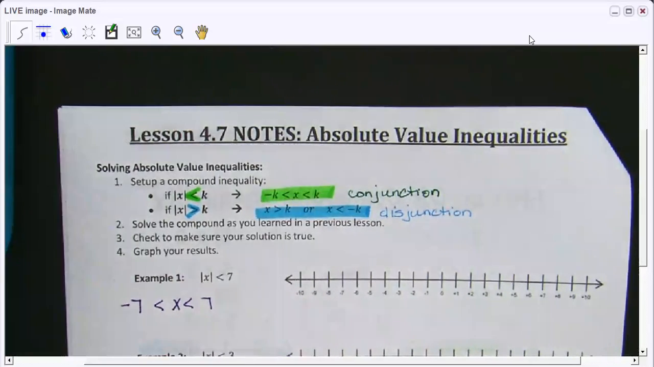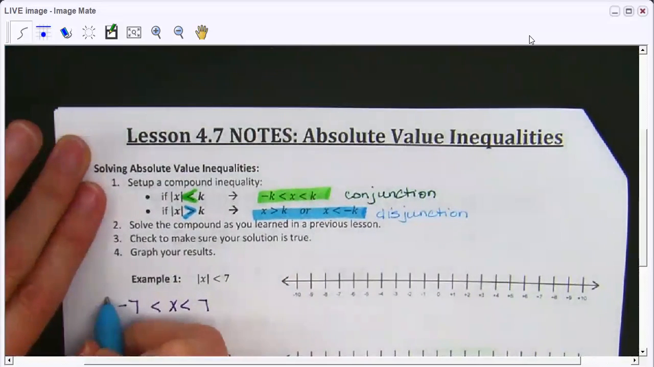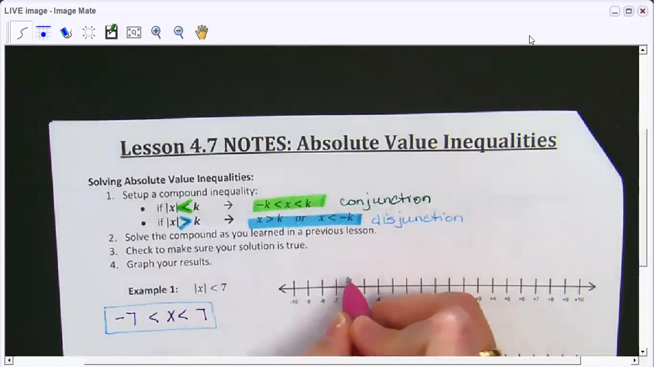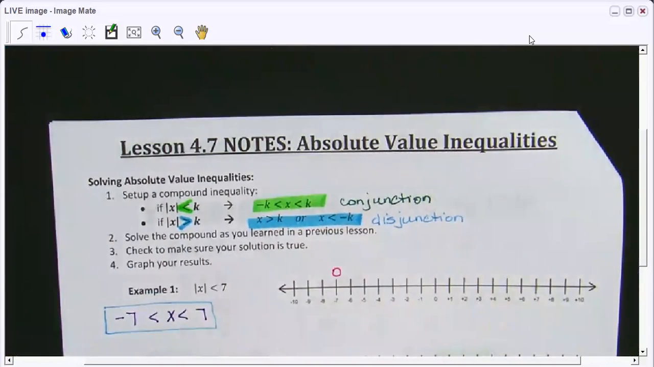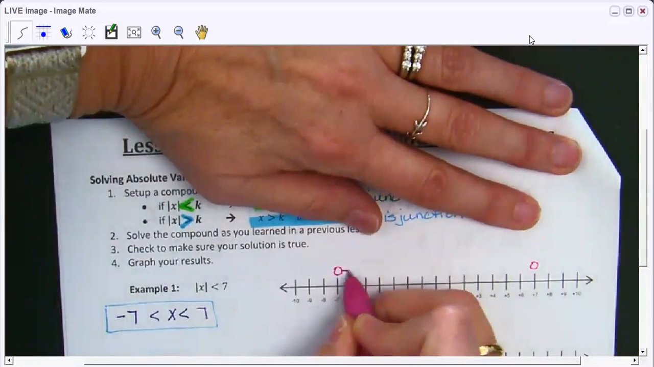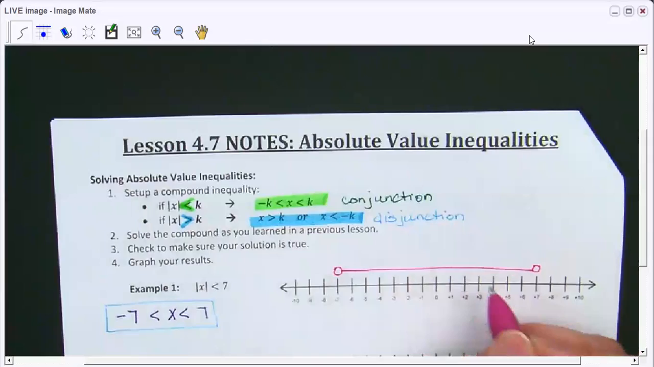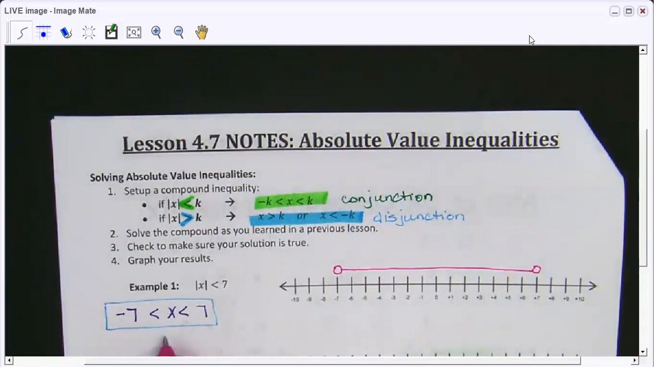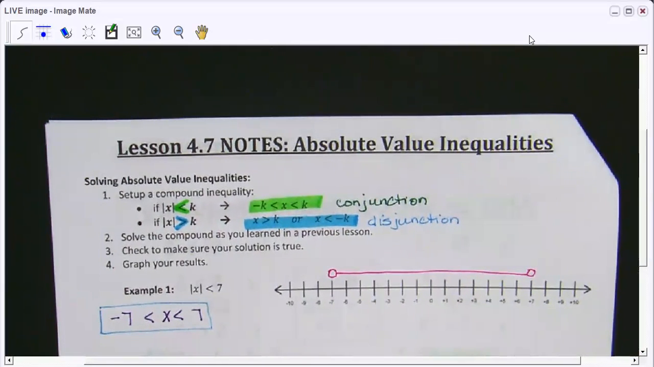Once you have this, you will then graph your answer. So let's come over here and graph that. We don't have to list all the numbers it could be. That's why we're graphing the inequality this way. By writing the inequality, that tells us our X could be any number between -7 and 7. That's why we have this type of notation, so that we don't have to write every single number.